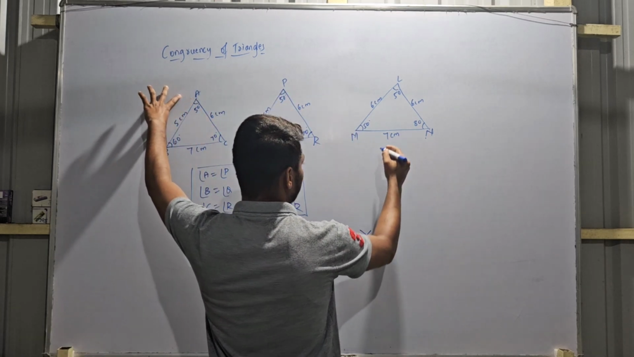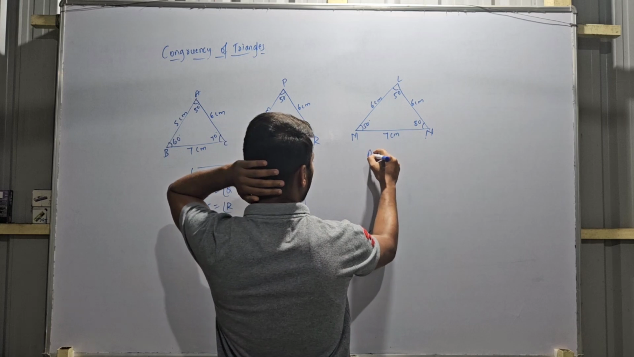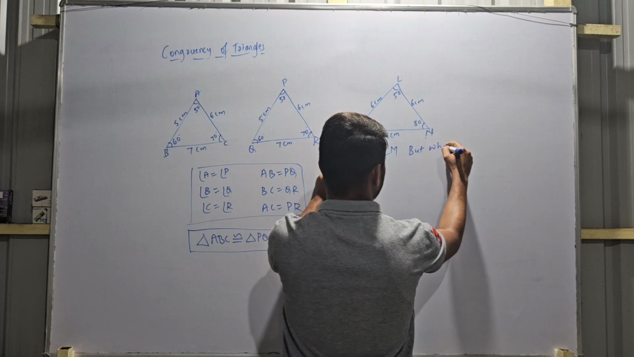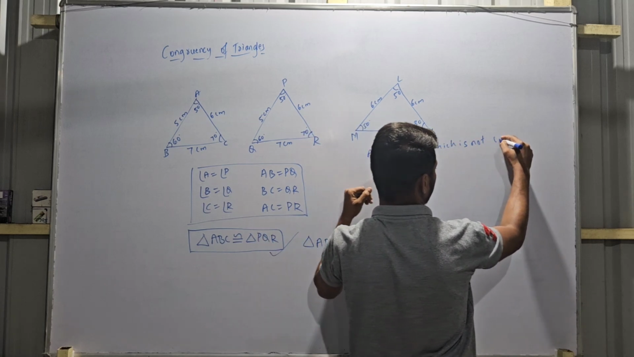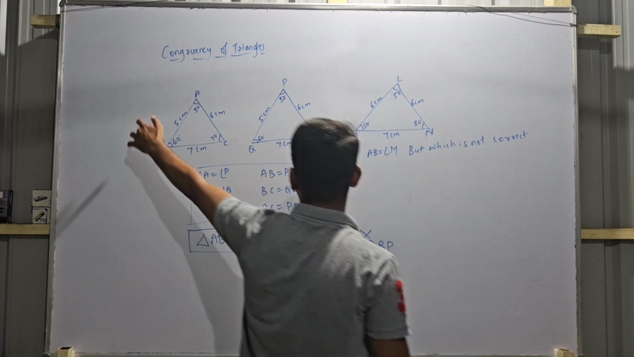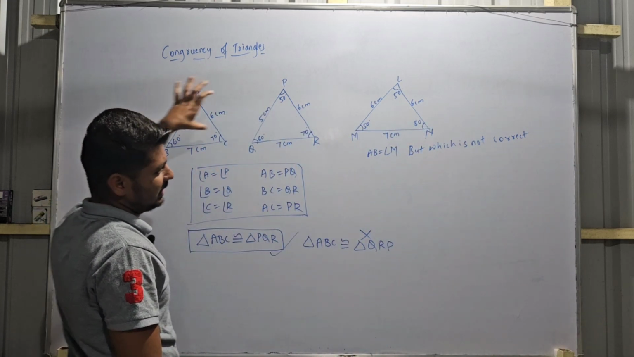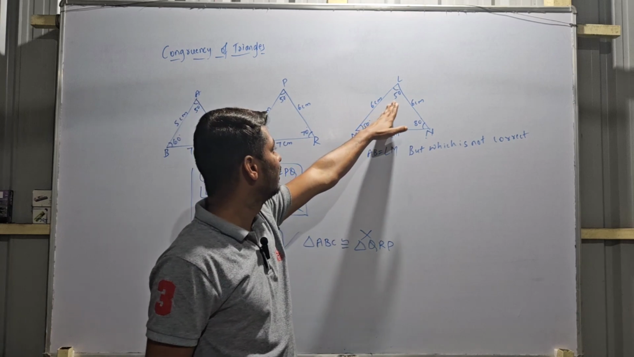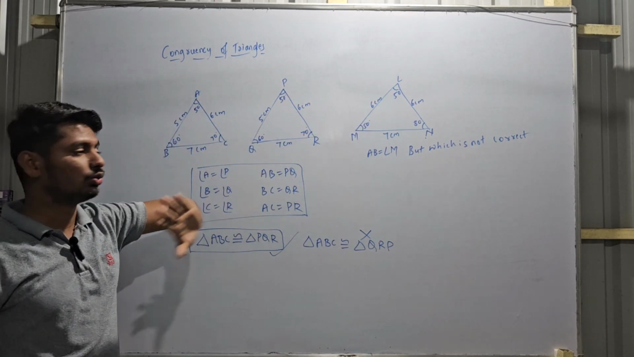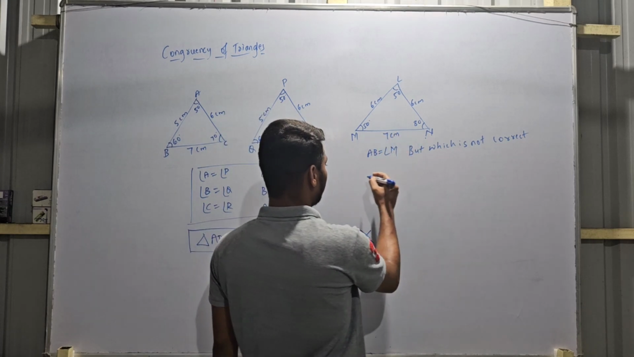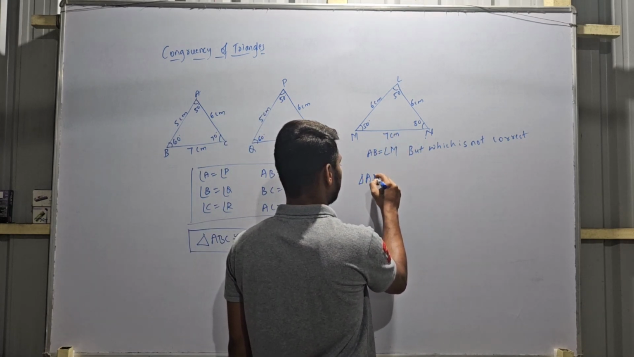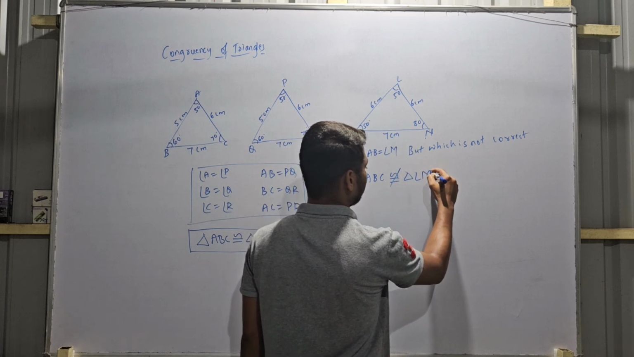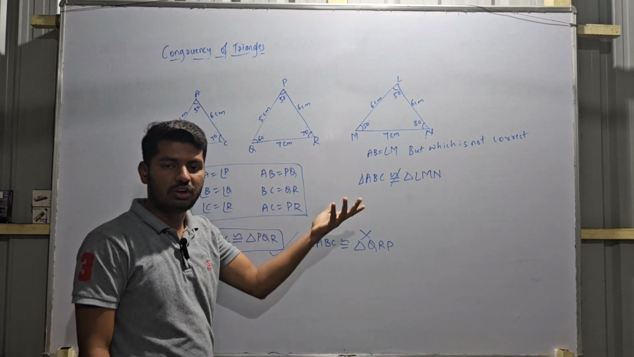First, you see, for these two triangles to be congruent, we require AB equal to LM, but which is not correct, right? Because here AB is 5 centimeter and LM is 6 centimeter. So this is not possible. Why? Because the triangles are having different sides. So these triangles are not congruent. That we will write as triangle ABC is not congruent to triangle LMN.